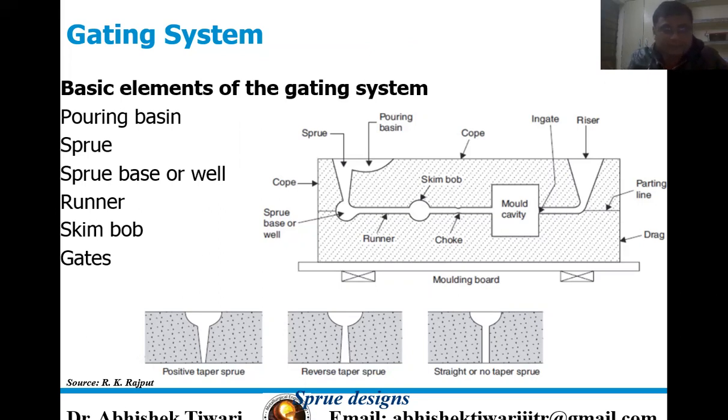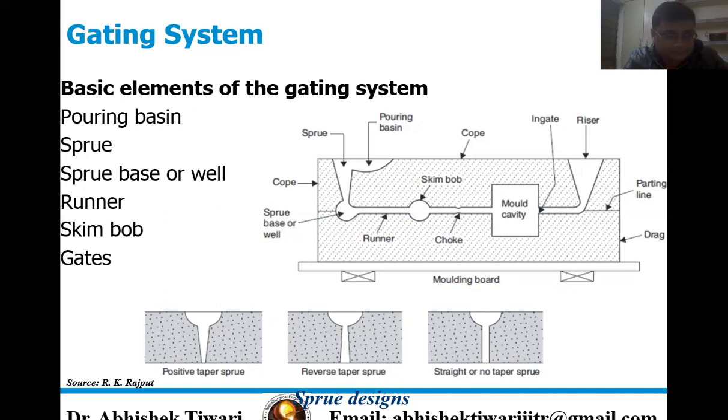Sprue base or well is an enlargement along a runner whose function is to trap heavier and lighter impurities such as dross or eroded sand. It prevents these impurities from going into the mold cavity.